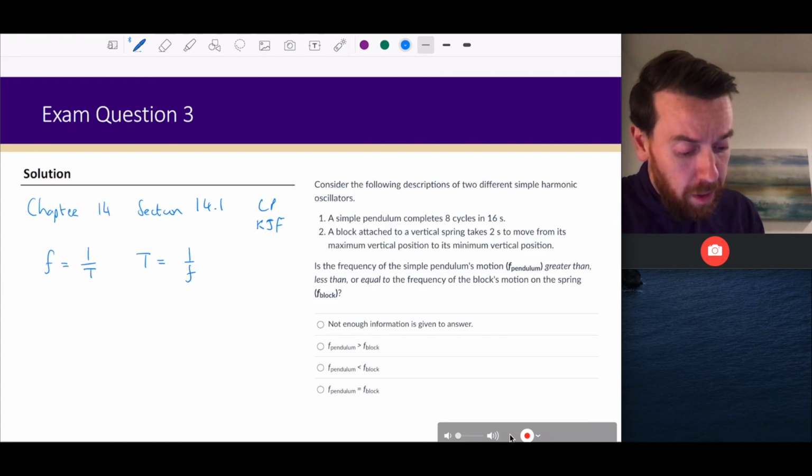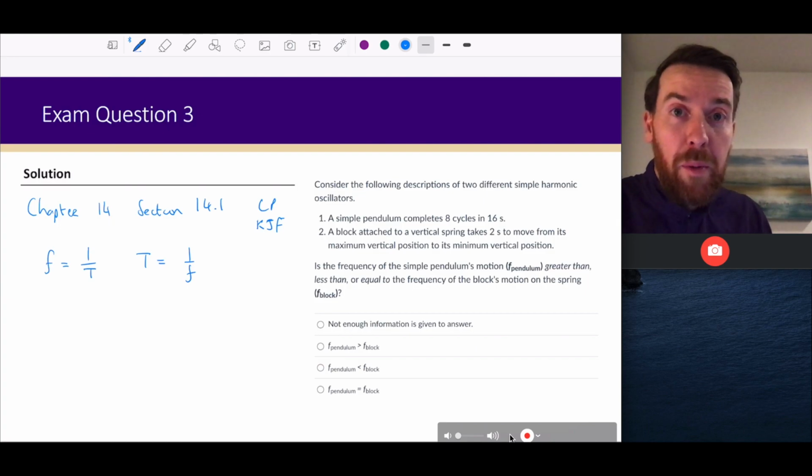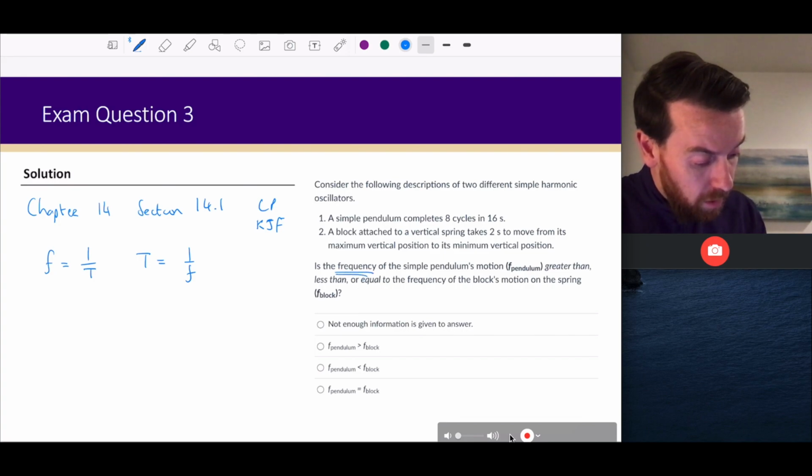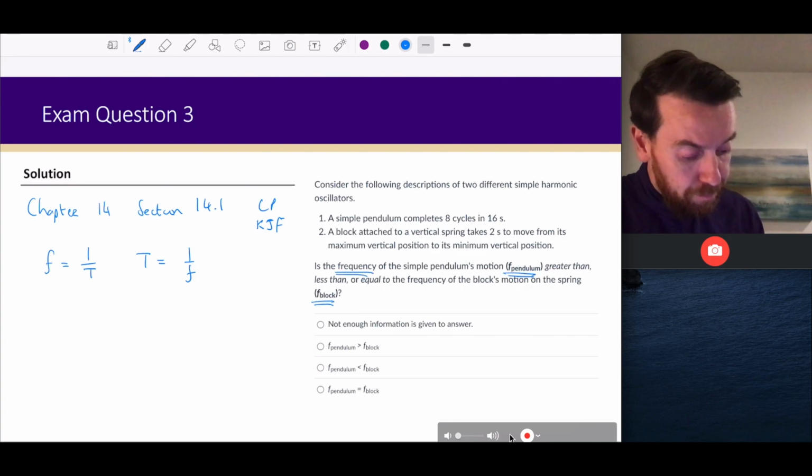So we're asked to consider two different simple harmonic oscillators, and one's a simple pendulum, and we're told how many cycles it completes in a given amount of time, and then we're told a block attached to a vertical spring, and it moves from its maximum vertical to its minimum vertical position. Then we're asked to compare frequencies, so that's important here. So F pendulum to F block.